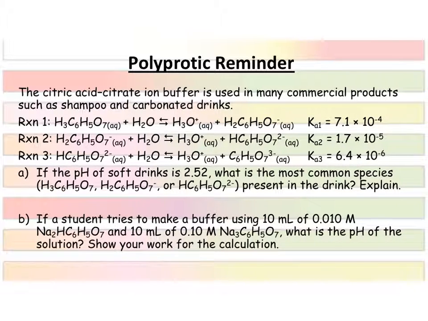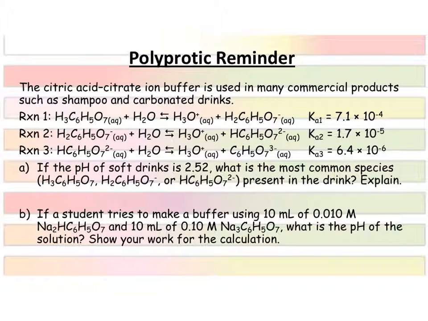And then we're told, if the pH of soft drinks is 2.52, what is the most common species? To even talk about this, we need to get these Ka's into pKa's. The pKa's that we have are 3.15, 4.77, and 5.19. If we have a pH of 2.52, that is lower than the first pKa value, which means we are straight rocking the main acid. That is the most dominant species.